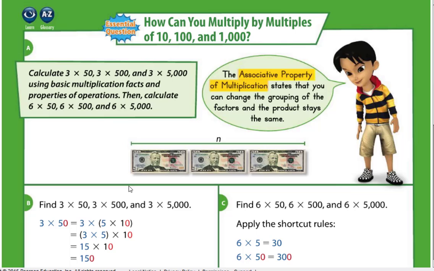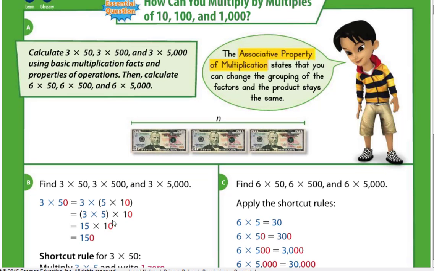We use the associative property of multiplication and break the 50 into 5 times 10. Okay? And multiply 3 by 5, which is 15. And 15 times 10 is 150.